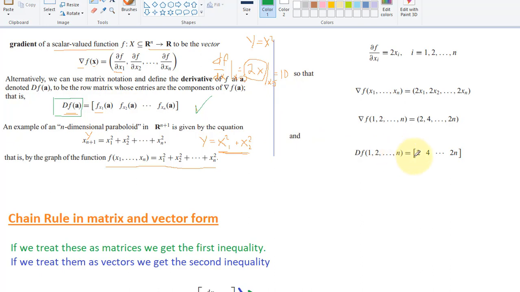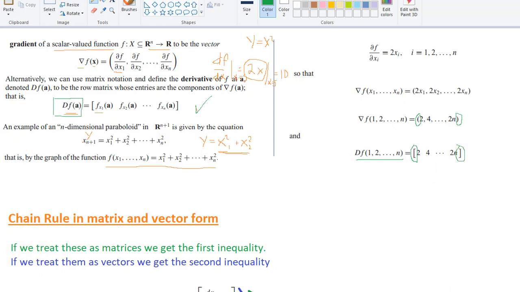So we're going to get exactly the same thing, but we have this notation now, and the only difference is that we have this here and here, whereas we had this here and here. So the gradient evaluated at a particular point is this vector. The derivative evaluated at this particular point is this matrix.